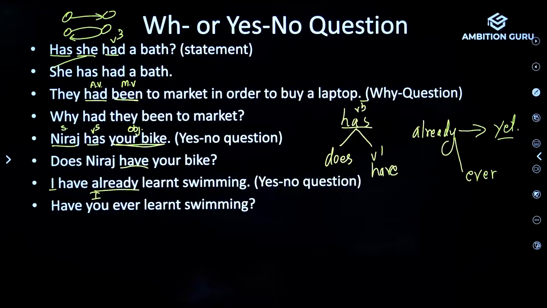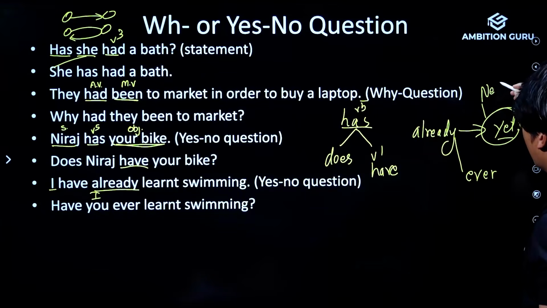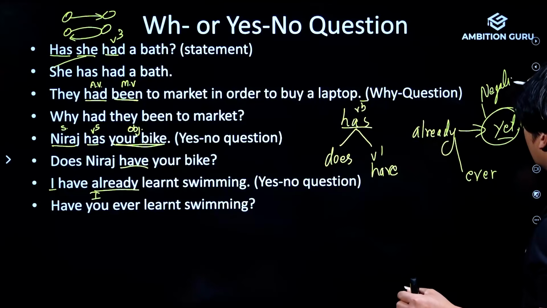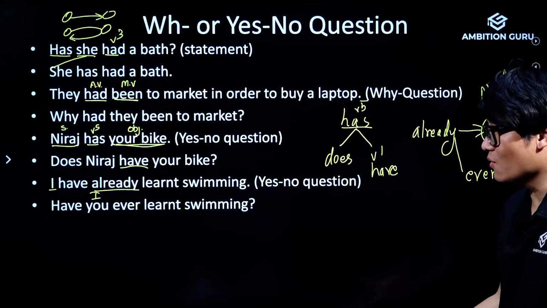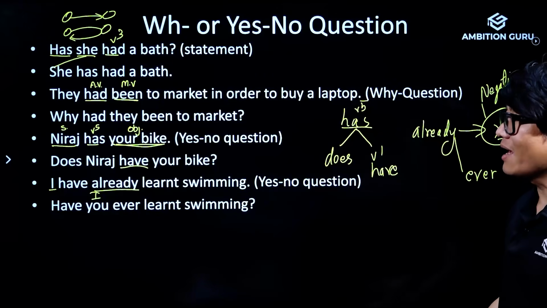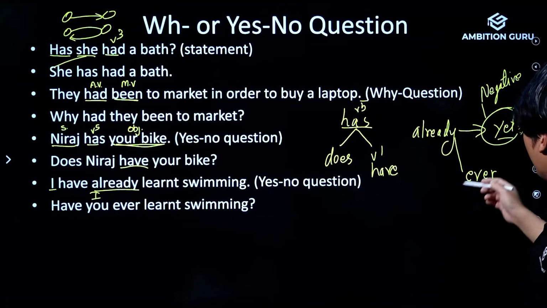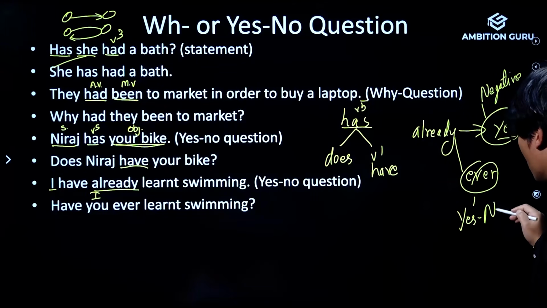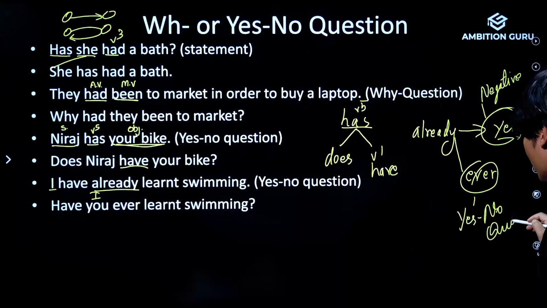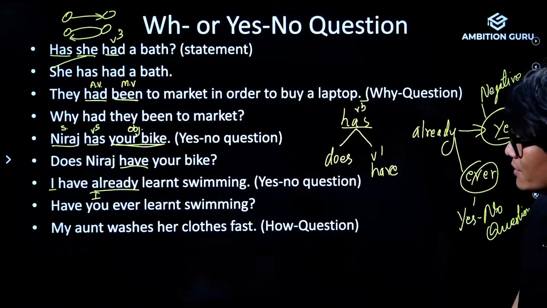Okay, yet, not yet. Yet is used for negative. Like, I have already learned swimming. So the answer is: I have not learned swimming yet. But this is used for ask no questions. Okay, clear? Okay, so let's have another question.